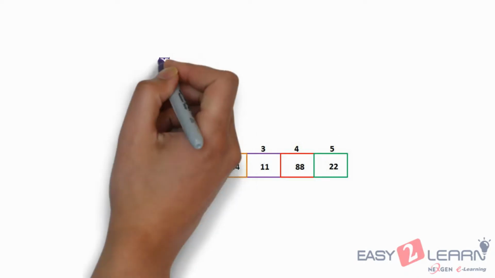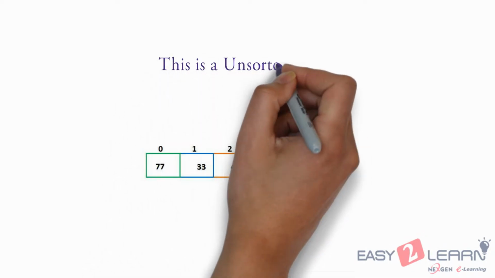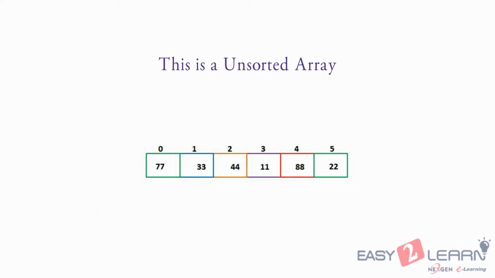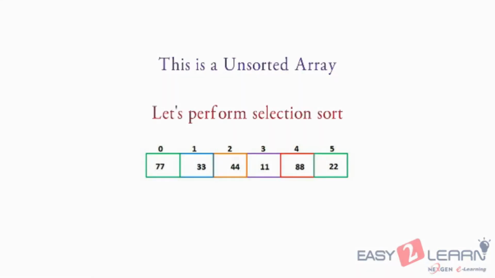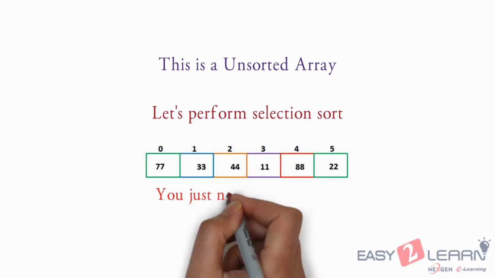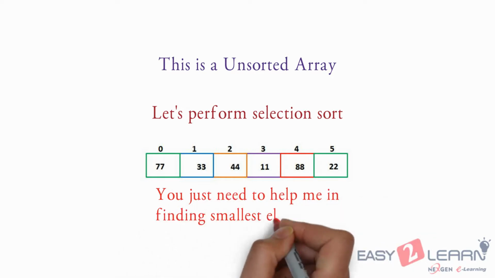Now let us consider an array which is unsorted, means the elements are not in order. So let's perform selection sort in order to keep the elements in sorted order. Right. You just need to help me in finding the smallest element.